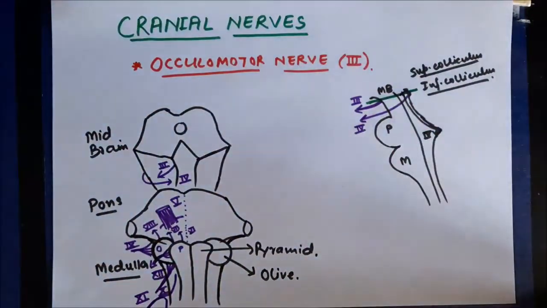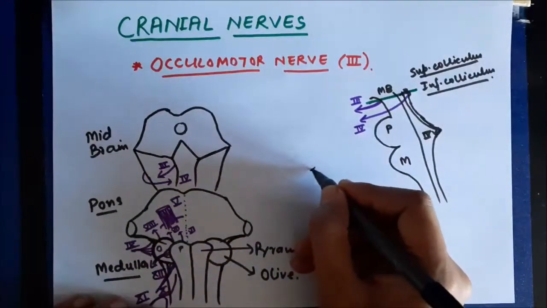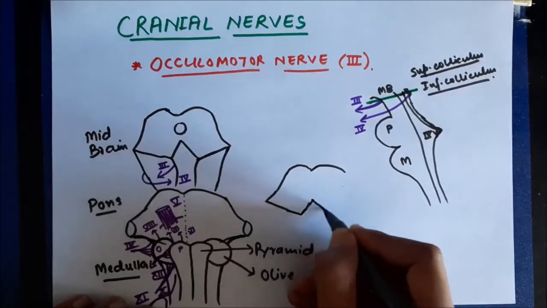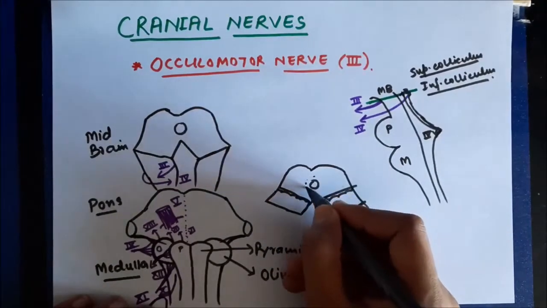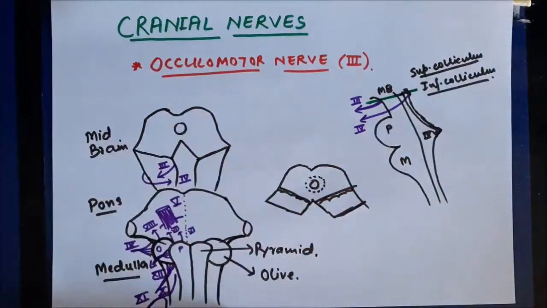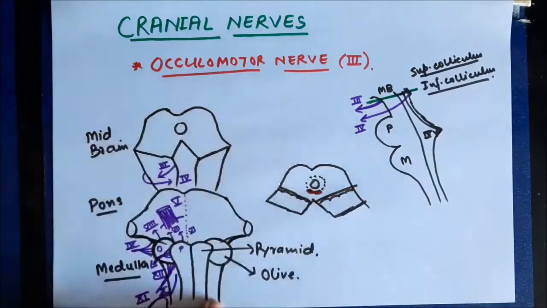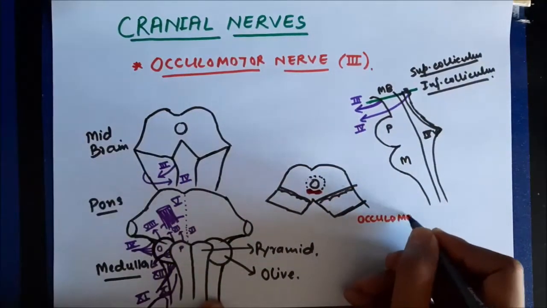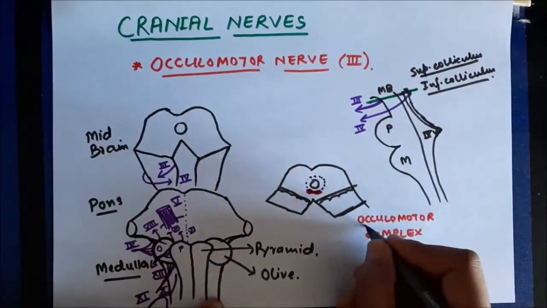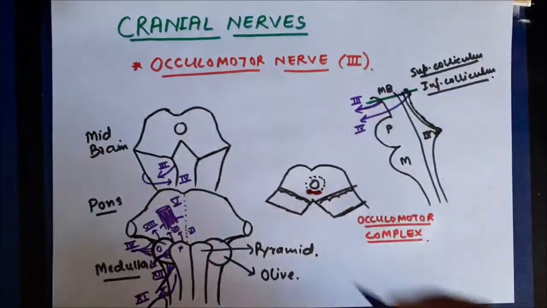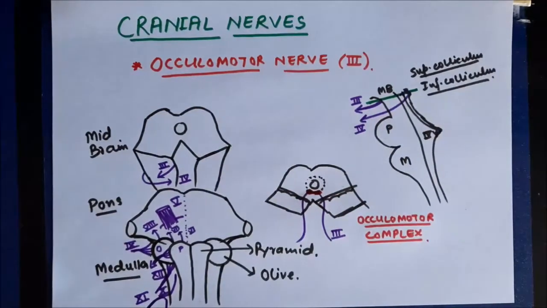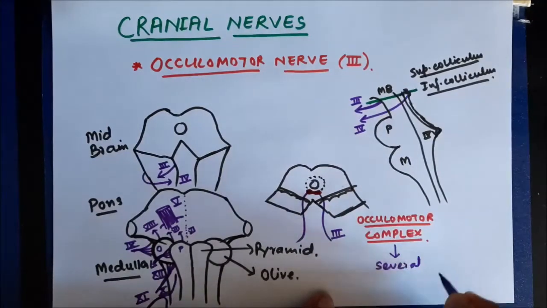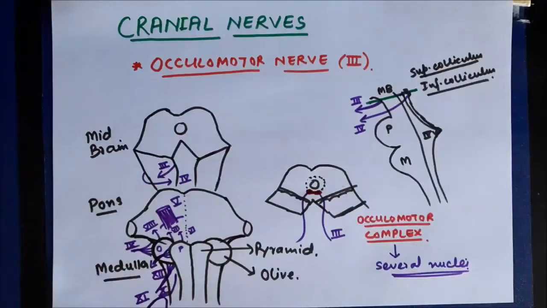Now if we take a look at a section of the midbrain at the level of the superior colliculus, let me draw it. This is the midbrain, this is the crus cerebri of the midbrain, this is the central aqueduct, and this is the periaqueductal gray. The nucleus from which the third cranial nerve, the oculomotor nerve, arises is present ventral to the periaqueductal gray, and this is a whole complex of nuclei. It is called the oculomotor complex. It consists of several nuclei. The oculomotor nerve arises ventrally from the midbrain from this complex. So this is the third cranial nerve on each side, the oculomotor nerve. Now we are going to discuss this oculomotor complex in detail. As I already said, it consists of several nuclei which are arranged to form the oculomotor complex.